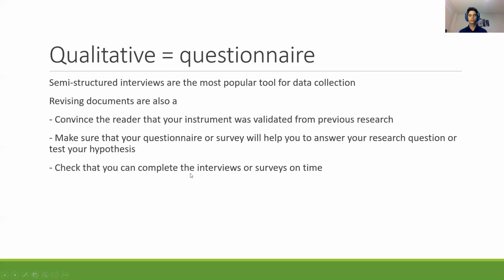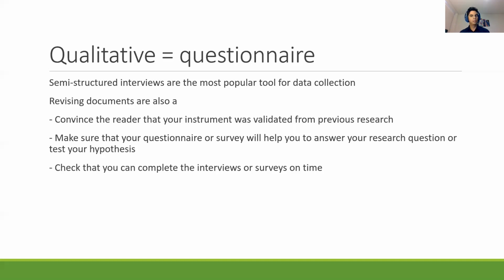Revising documents, as I said before, is also a reliable source of data. So you might ask for some documents, and then you can check if what they said is in the document. The objective about this, I think, is three things. Convince the reader that your instrument is valid from previous research, either you are doing a survey or a questionnaire. Make sure that the questionnaire or survey will help you to answer your research question, because that's another thing that happens. Maybe you focus too much on finding something that was previously done that you forget about what you are doing. So keep a balance.